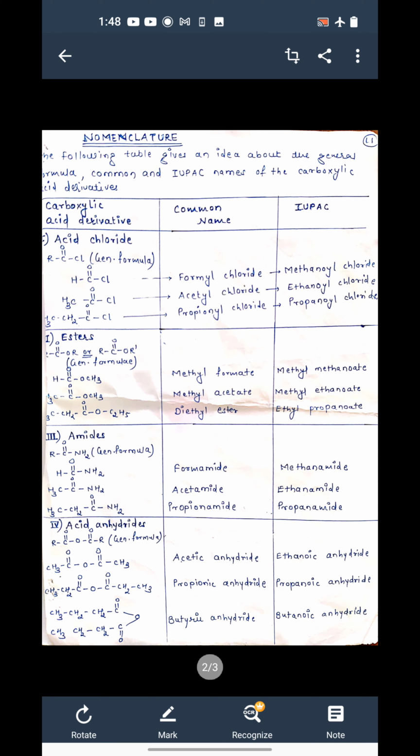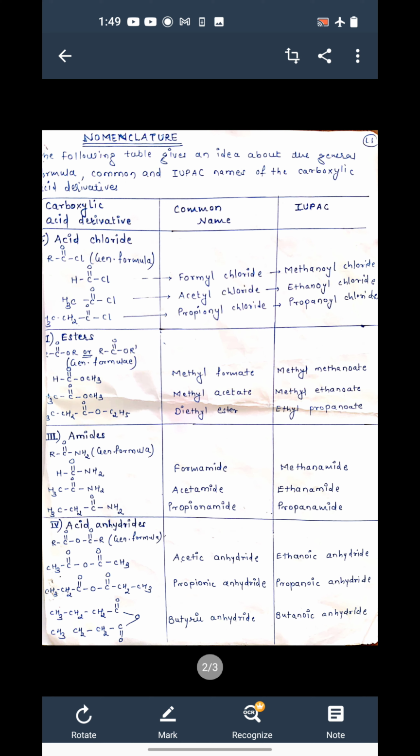In the second case, it is obtained from propionic acid. When 2 molecules of propionic acid are condensed, we get propionic anhydride. Okay. Then in the third case, you can see that the 4 carbon containing acid, butyric acid, is there, and when we condense 2 molecules of this butyric acid, we get butyric anhydride.